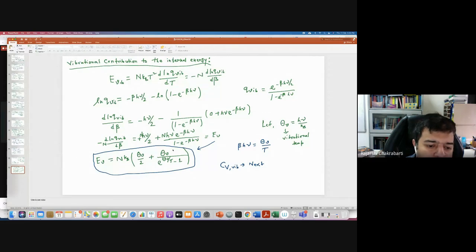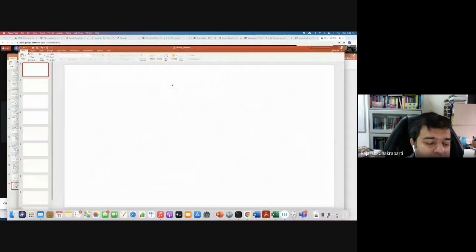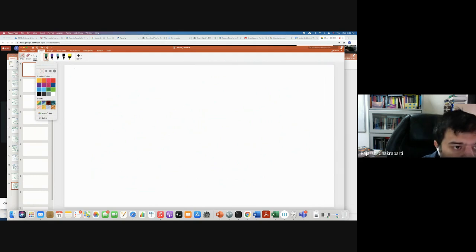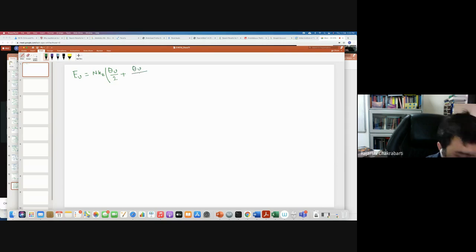Anyways, so we have this expression. This E v is n kB times theta v by 2 plus theta v divided by exponential of theta v by T minus 1. So we'll start from here today. So what I have here is the expression for E v, and if I write it down, this is the expression.